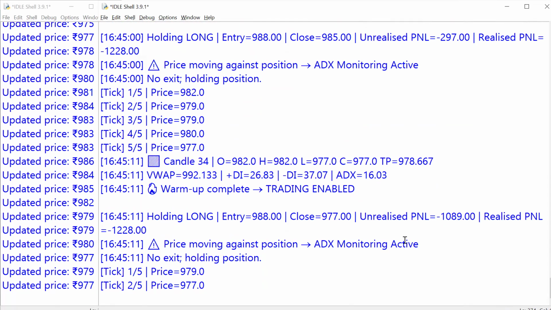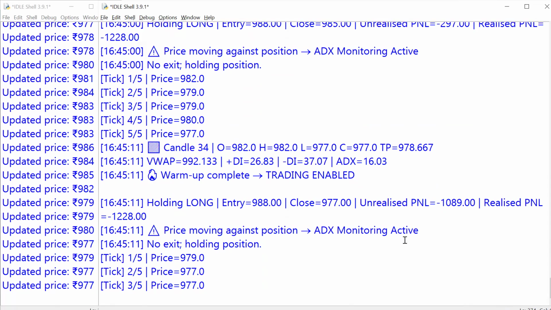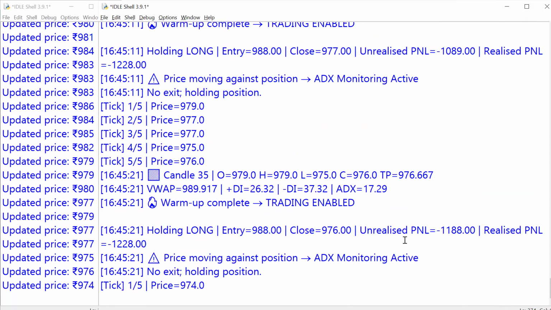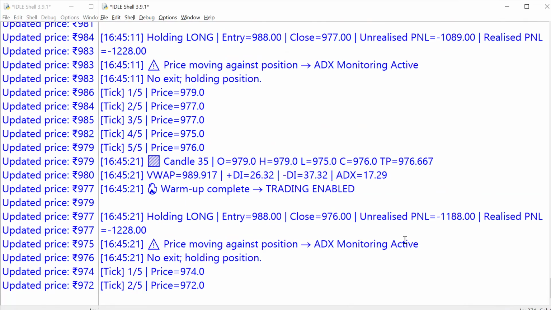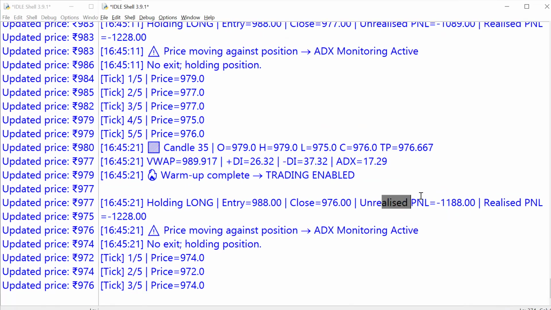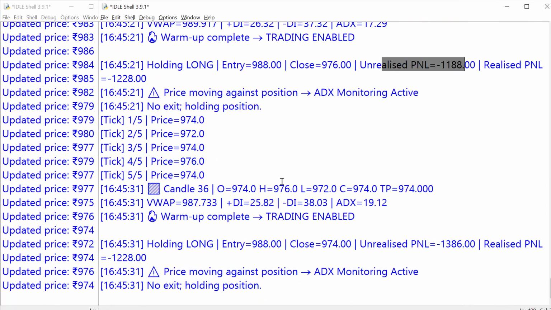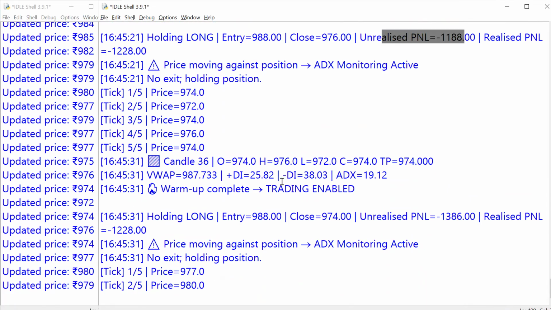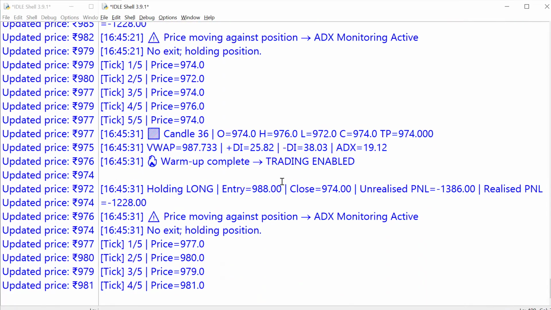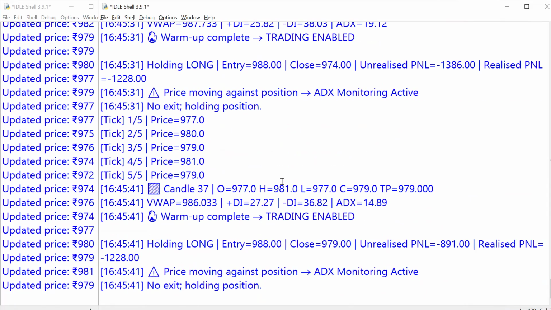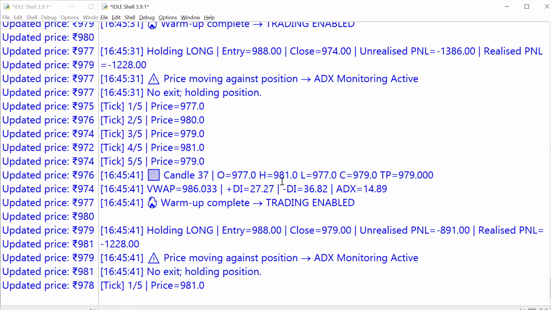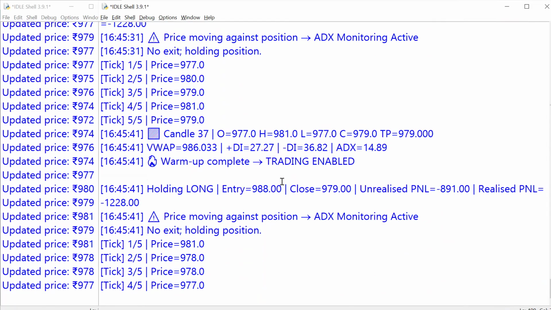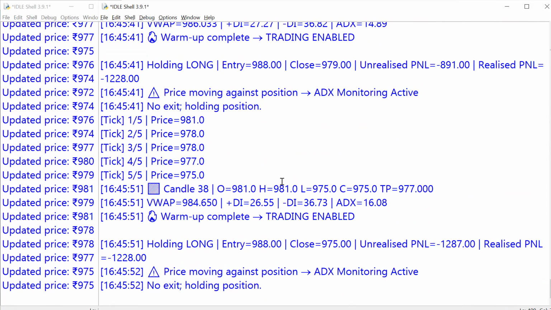See, the beauty of ADX is it's continuously monitoring our position because the price is against the VWAP. Still the price is against the VWAP. We have an unrealized loss. But if I don't keep this ADX, this loss can be increased like anything. So VWAP can make any level of loss if it is not monitored by ADX. So ADX is helping us to basically minimize the danger of VWAP.